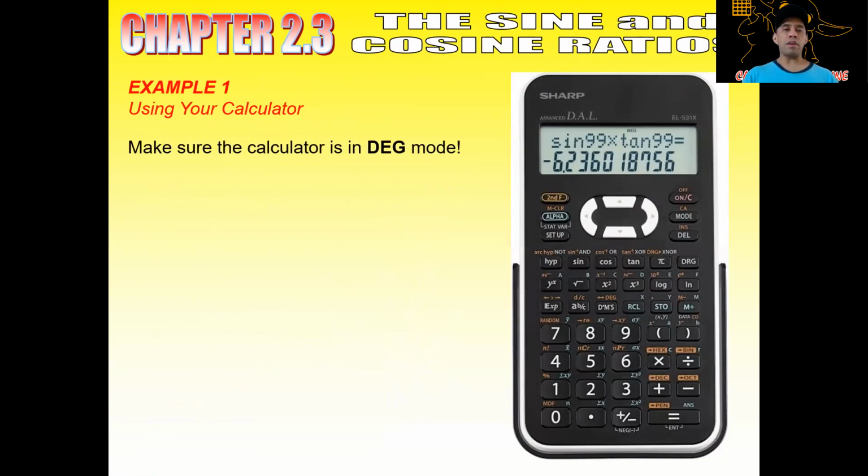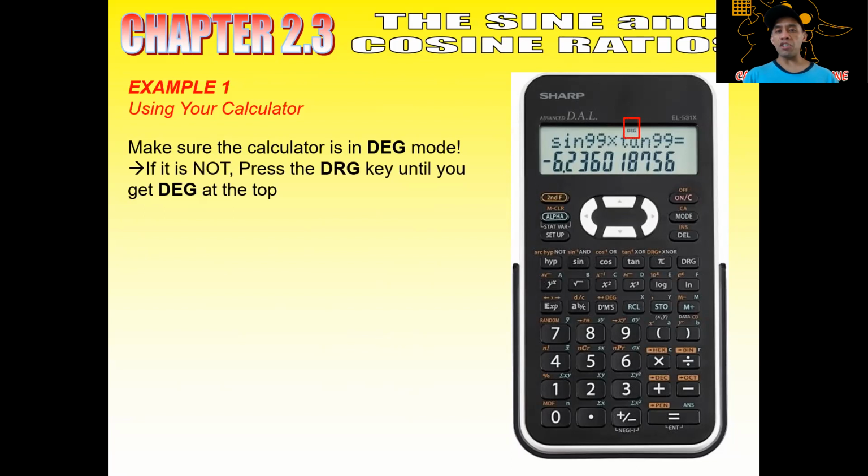Now, the first thing we want to do is make sure the calculator is in the right mode for us to get the answers that we want. So you have to make sure your calculator is in what is called degrees mode. I repeat, if your calculator is not in degrees mode, you will not get the same answers that we're getting in today's lessons, and for your test as well. So for all the examples we'll be seeing in this chapter, you must make sure your calculator is in degrees mode.